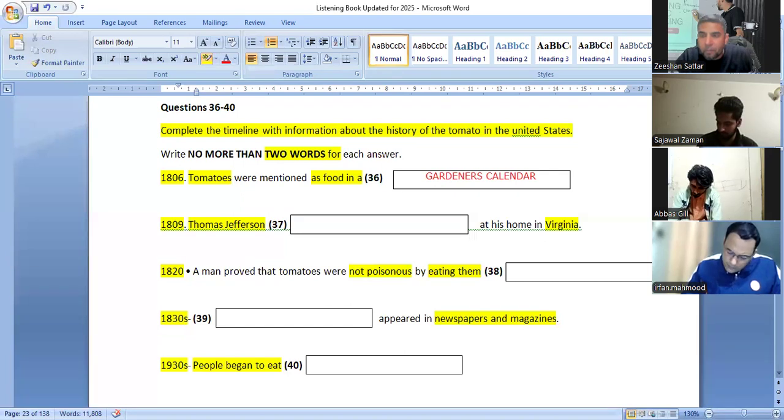To prove his point, he ate 1 kilo of ripe red tomatoes in public.